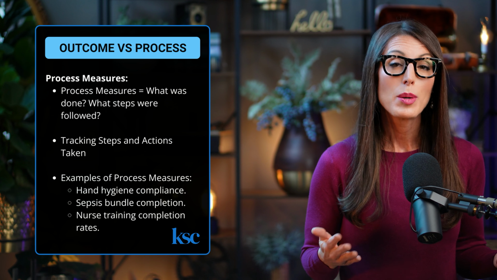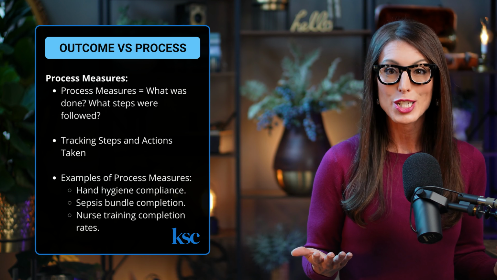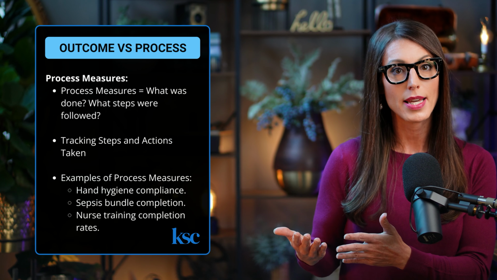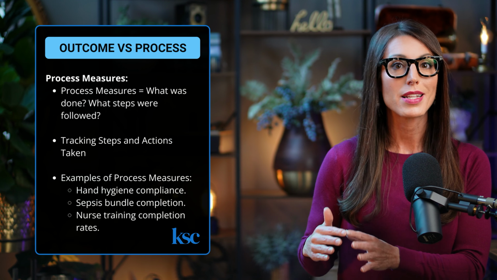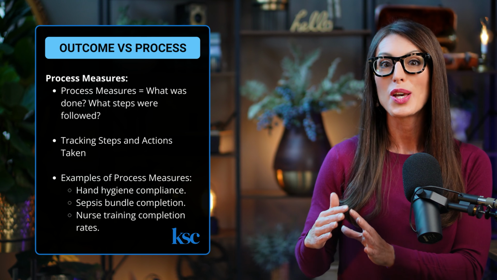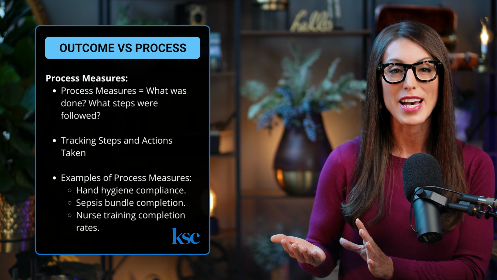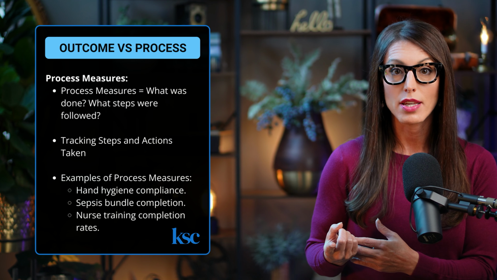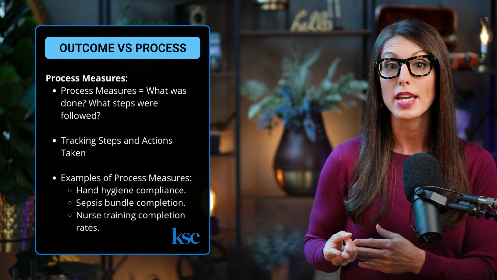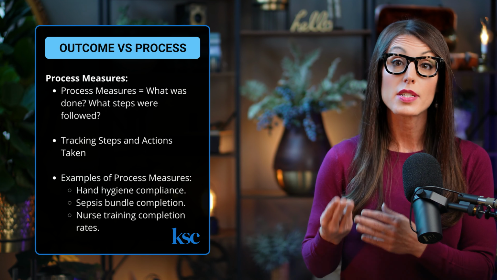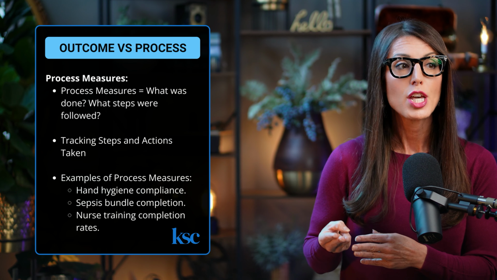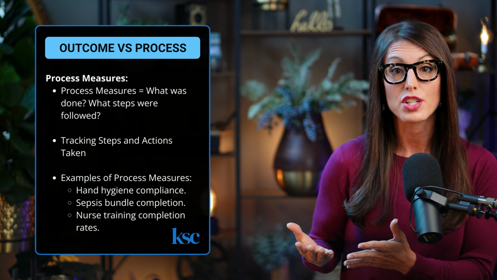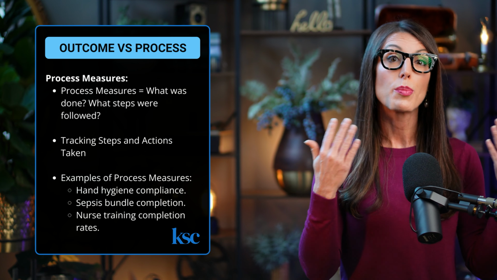On the other hand, process measures track all of the actions taken to achieve those results. They don't measure the impact directly. They measure compliance with steps, with protocols, with guidelines, or all of the interventions that we have. Some examples of process measures are hand hygiene compliance, completion of patient education, adherence to sepsis protocols and bundles. It could also be the percentage of nurses that were trained for certain things, like maybe fall prevention strategies. Again, all of these are process measures.